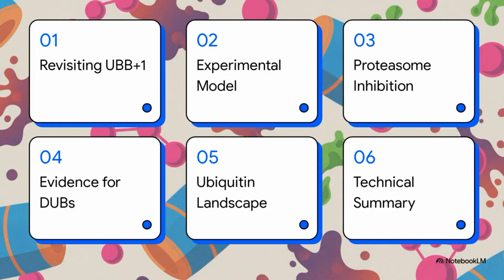Okay, so here's how we're going to structure this audit. First, we'll revisit the established hypothesis, what everyone thought was happening. Then, we'll break down the experimental model they used to test it. From there, we'll critically evaluate the evidence for the old idea, proteasome inhibition, and see if it holds up. Then, we'll look at the data supporting a new mechanism, which is DUB inhibition. And finally, we'll dive into the quantitative mass spectrometry that really cements the new conclusion.